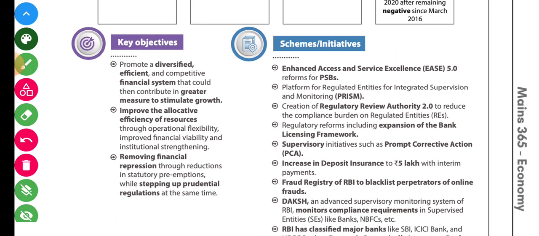What are the objectives of banking? A diversified, efficient financial system that contributes to greater, improved allocative efficiency of resources, removing financial repression, and stepping up prudential regulations at the same time. So keep this in mind.